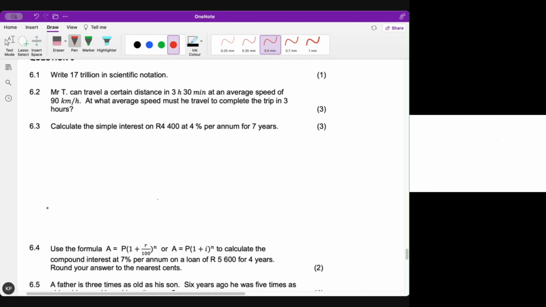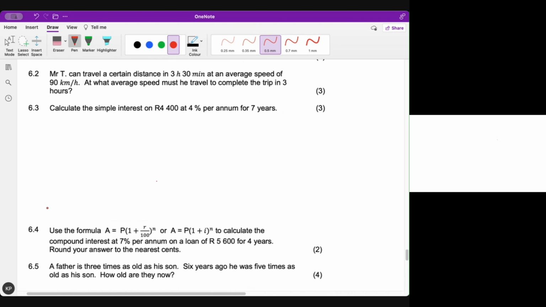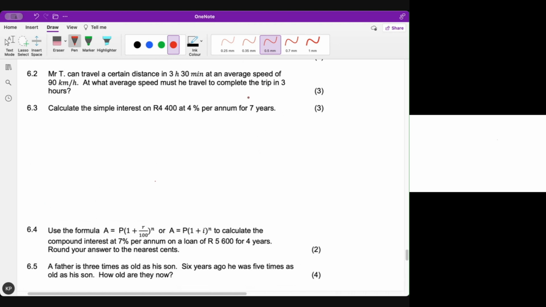Mr. T can travel a certain distance in 3.5 hours at an average speed of 90 kilometers an hour. What average speed must he travel to complete the trip in 3 hours? So we've been given a certain distance. Immediately we don't know the distance, right? So the distance is x.